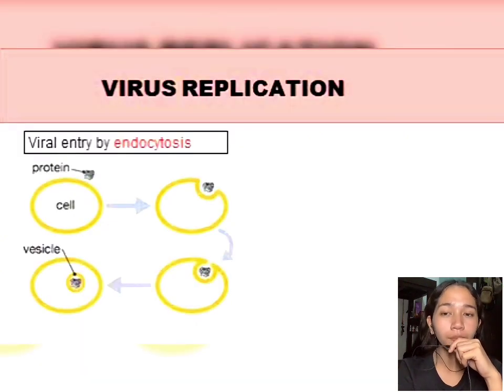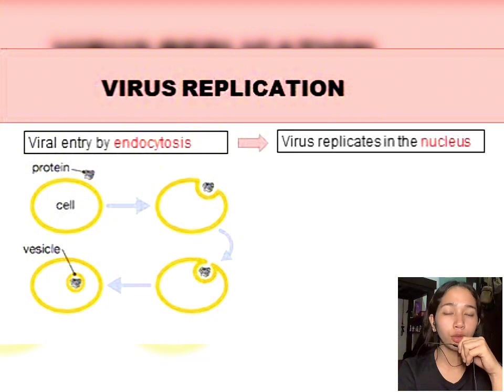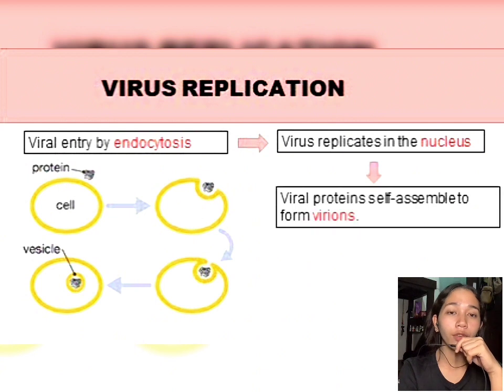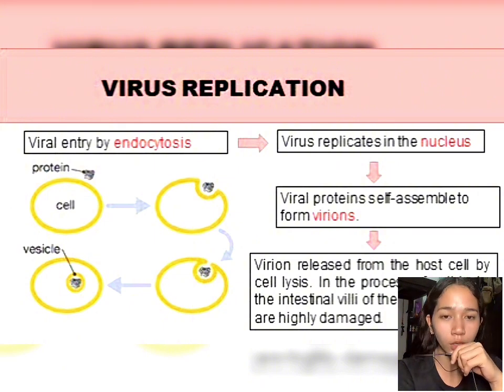For the virus replication, the canine parvovirus enters the host cell by endocytosis. Following entry, the virus replicates in the nucleus. Here, the genome is single-strand DNA with terminal hairpin structures. Upon infection, first it undergoes rolling hairpin replication to convert single-stranded DNA into double-stranded DNA. Viral proteins self-assemble to form virions. Following assembly, the virions are released from the host cell by the process of cell lysis, and the intestinal villi of the small intestine are highly damaged.